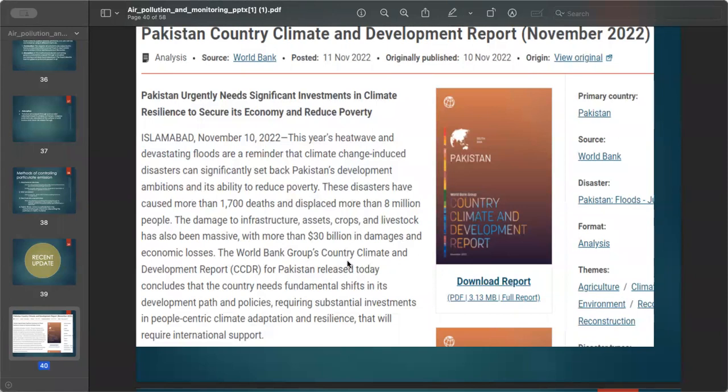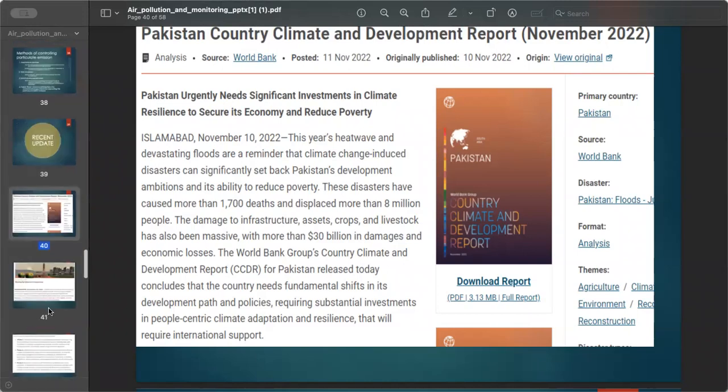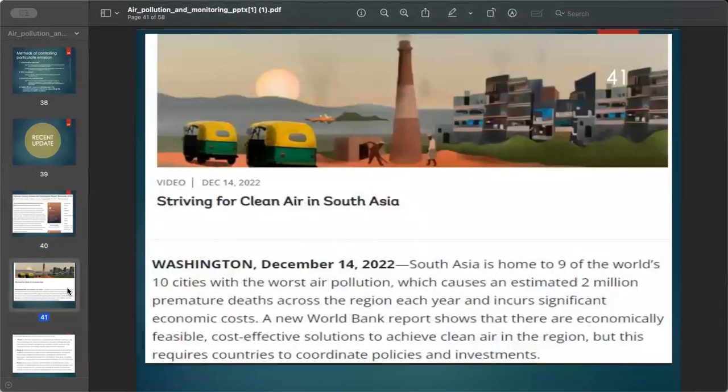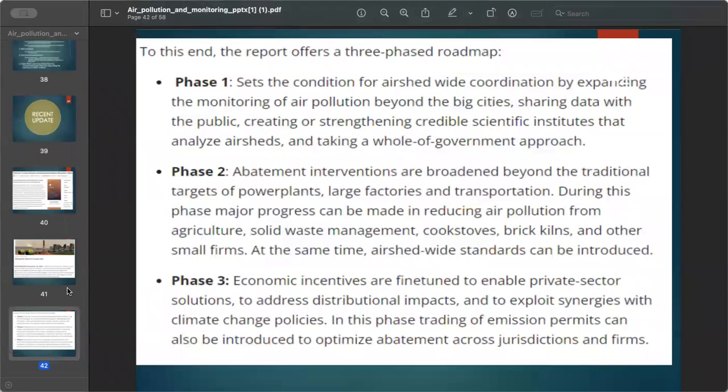The World Bank Group's Country Climate and Development Report for Pakistan, released today, concluded that the country needs a fundamental shift in its development path and policy, requiring sustainable investment in people-centric climate adaptation and resilience that will require international support. To this end, this report offers a three-phase roadmap.